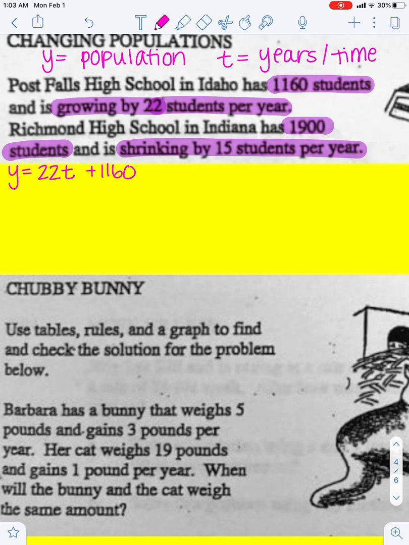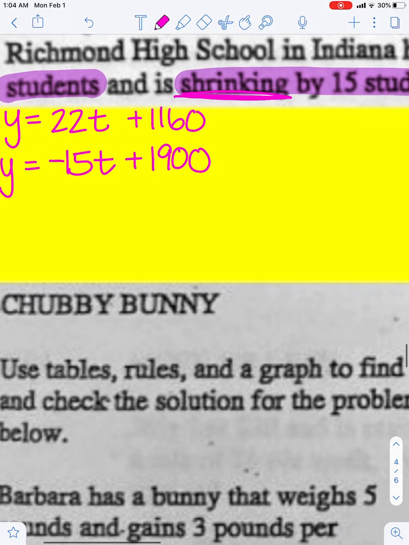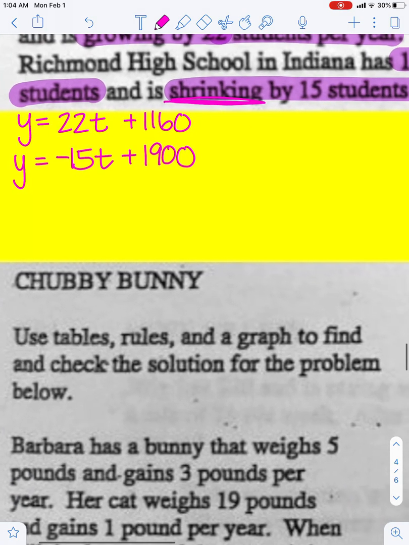For Richmond High School, I know that Y is equal to negative 15 times the number of years. And the reason it's a negative 15 is because it is shrinking. Okay? Plus that original 1,900 that they start with. So we are going to use these two equations to figure out how many years it will take for their populations to be the same.